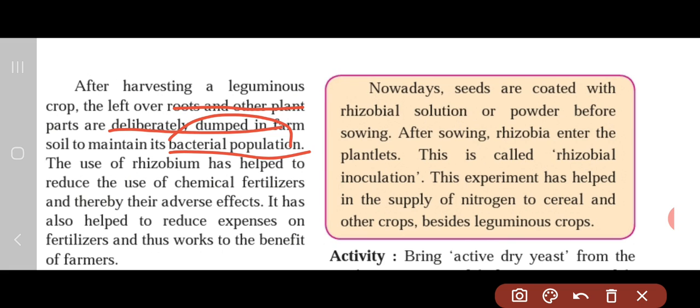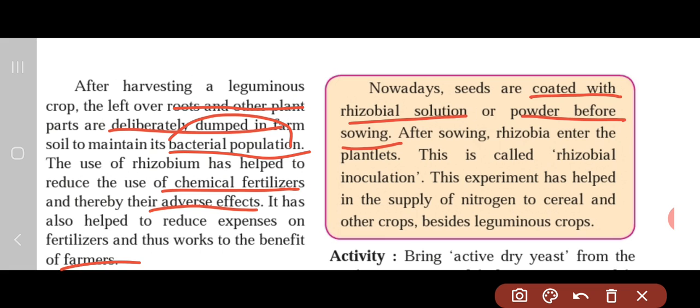The use of rhizobium has helped to reduce the use of chemical fertilizers and thereby their adverse effects. So this is a practice followed by the farmers which helps them reduce the use of chemical fertilizers. It has also helped to reduce expenses on fertilizer and thus works to the benefit of farmers. And nowadays seeds are coated with rhizobial solution or powder before sowing. So now we get seeds coated with rhizobial solution or powder in the market.